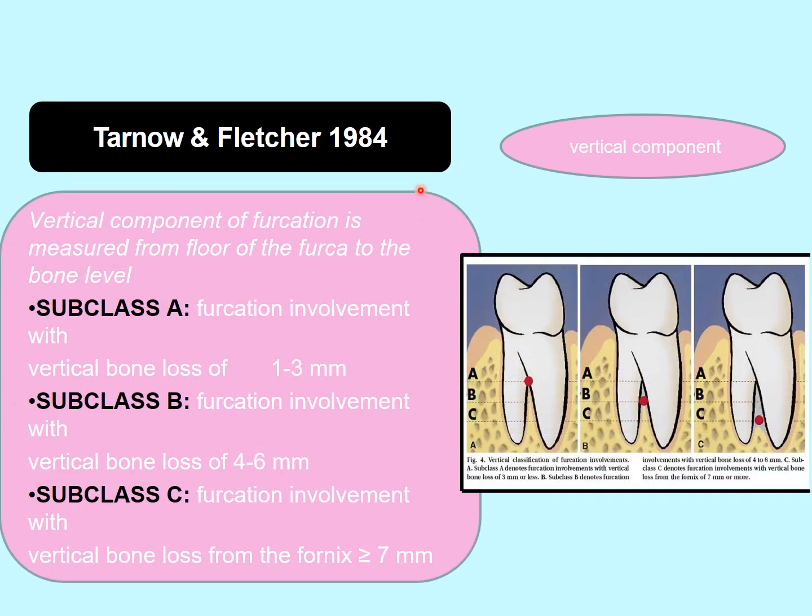Coming to the next classification, based on the vertical component, given by Tarnow and Fletcher in 1984: subclass A, subclass B, and subclass C. It is based on the furcation vertical component. Furcation involvement with vertical bone loss of 1 to 3 mm is subclass A, 4 to 6 mm is subclass B, and more than 7 mm is subclass C. So that is the vertical component.